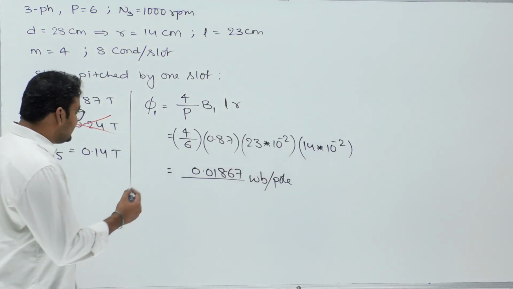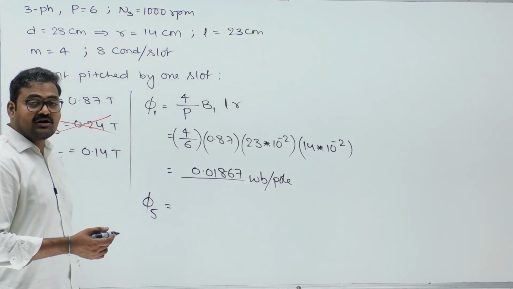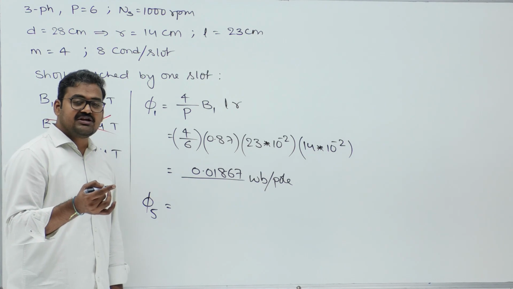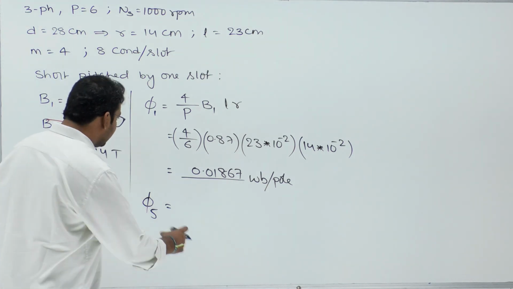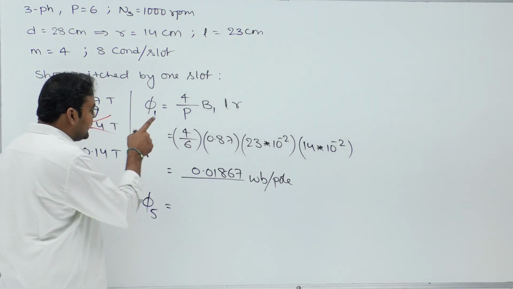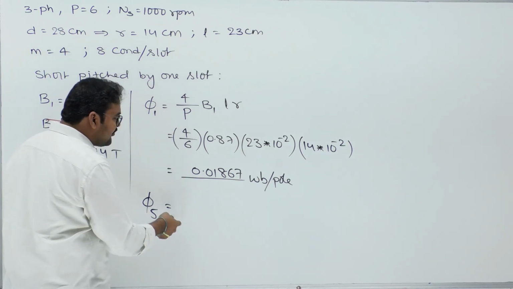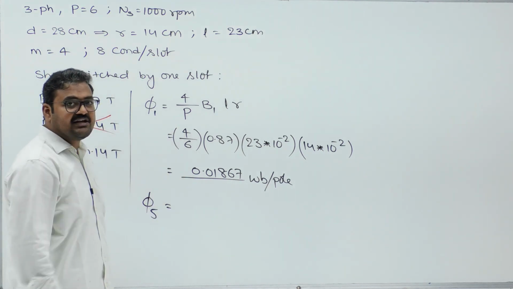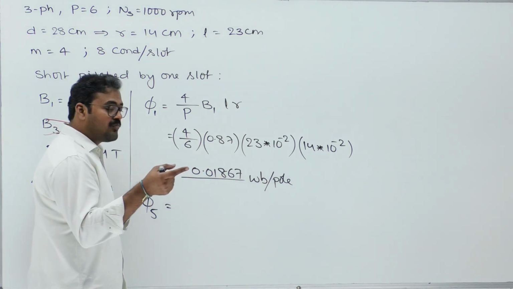Next, coming to the fifth harmonic flux per pole. Why am I not calculating the third harmonic? Because ultimately we need line voltage. Line voltage does not have a third harmonic EMF component, right? Okay. Fifth harmonic. When you know the fundamental flux per pole formula, you can easily develop the fifth harmonic flux per pole formula. Why? Because we already studied many times in harmonics.